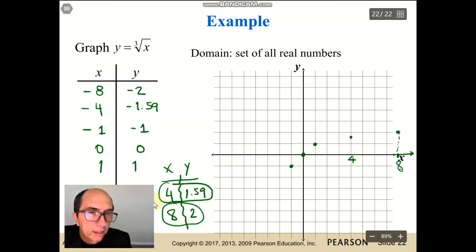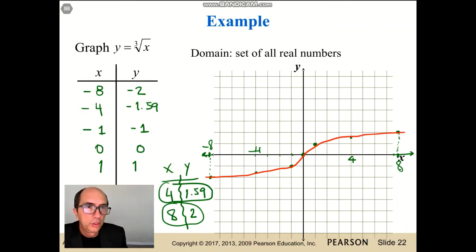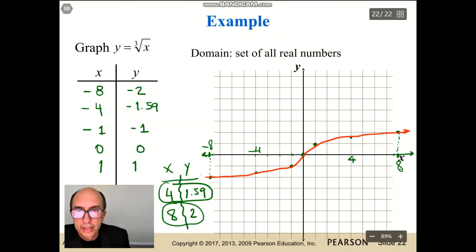Okay. And we're gonna have the same thing on the negative side. 1, 2, 3, 4, negative 4, negative 1.59 here, and negative 8. Negative 8 is going to be somewhere here, negative 8 and negative 2. And let's connect the dots. Connect the points, and we're gonna have the graph of the function y equals the cube root of x.